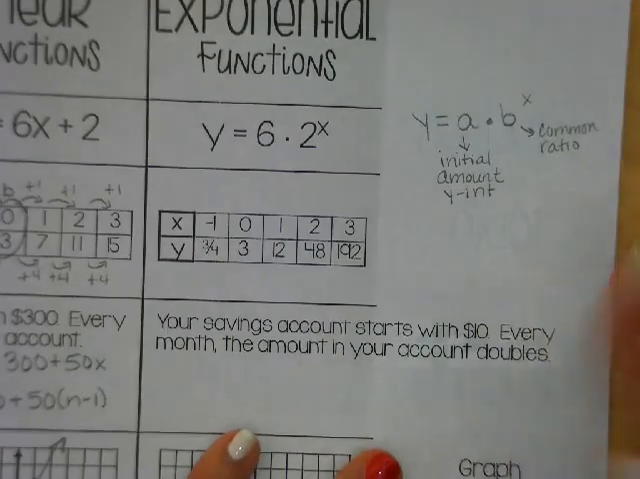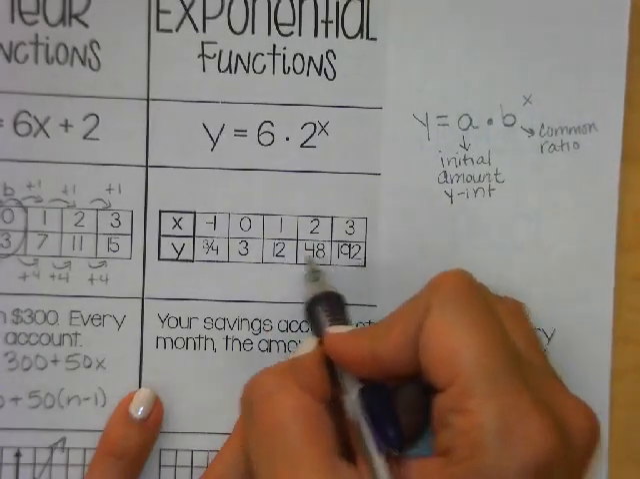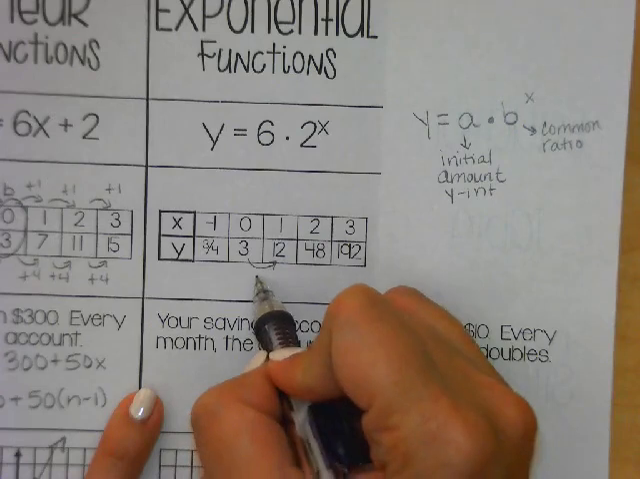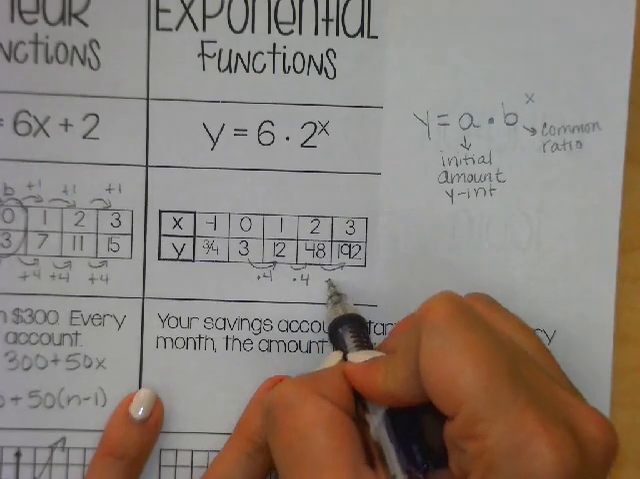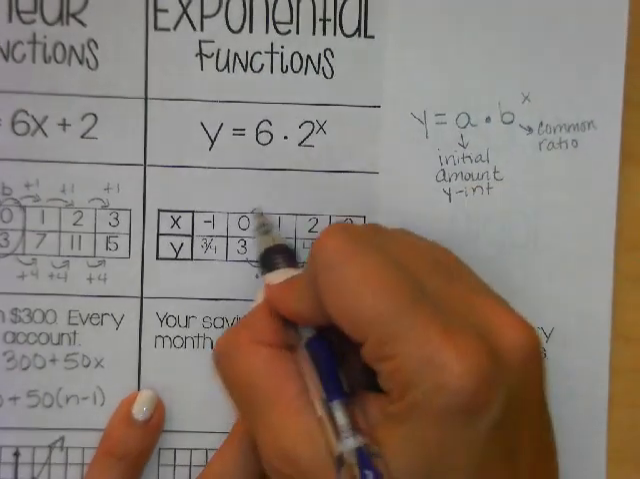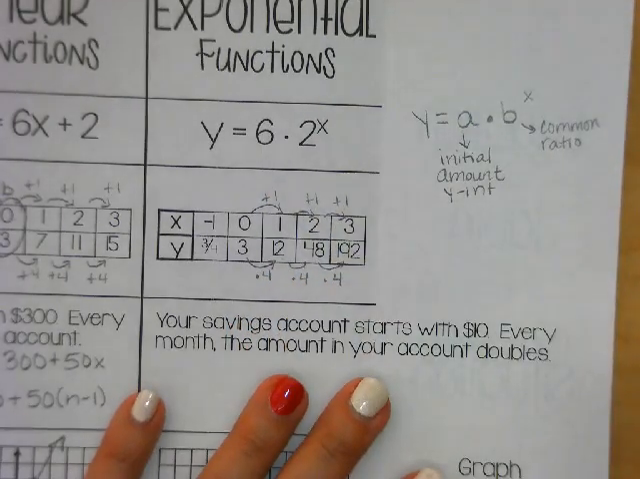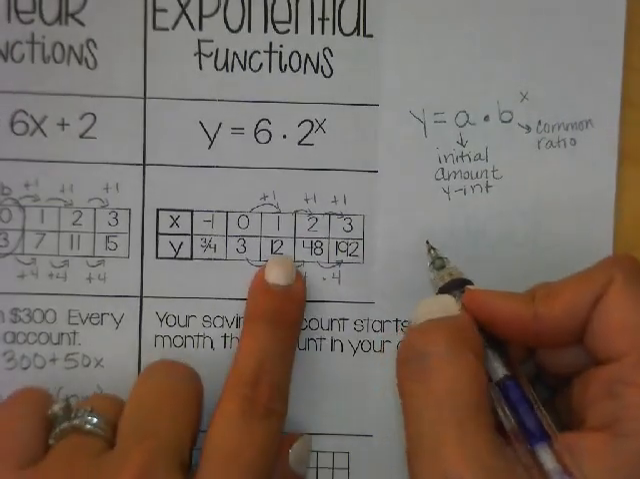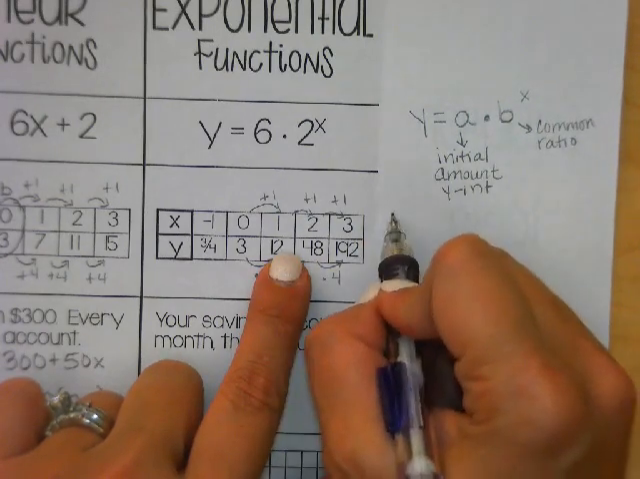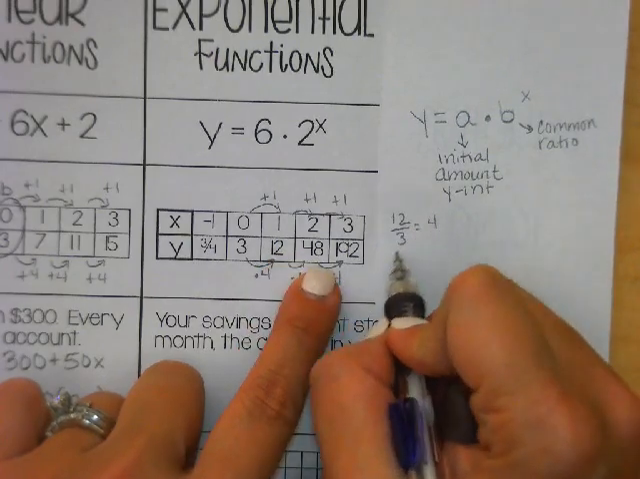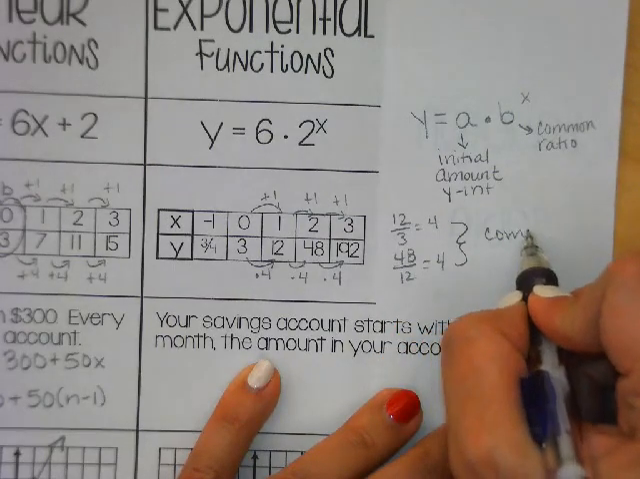So when we look at this table, we can see that it is not adding the same amount each time. Well, 3 times 4 is 12. 12 times 4 is 48. 48 times 4 is 192. If you're struggling to figure out what that common ratio is, take your previous term, so the one ahead, so we can say 12 over 3 is 4, 48 over 12 is 4, to get that common ratio.